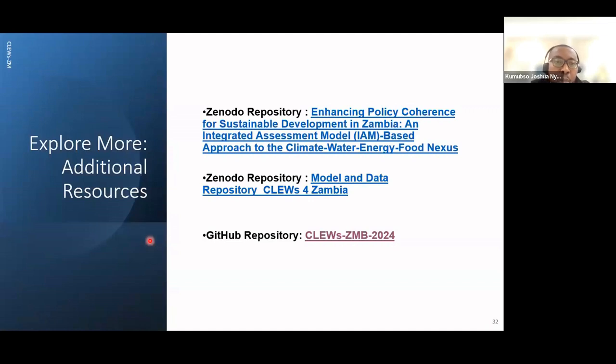Okay, if you want to explore more, these are some additional resources. This is the GitHub repository that shows the outputs from the code, which pretty much provides outputs at provincial level, which can be used to expand this Zambian model to provide insights on a more granular level.